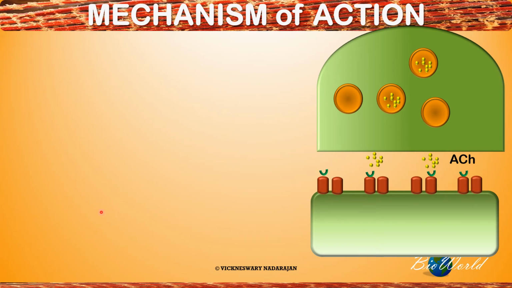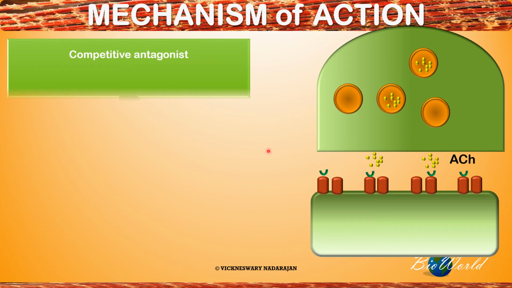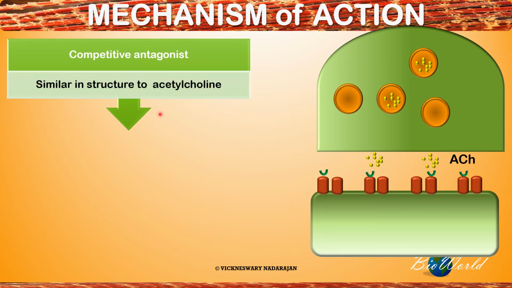Curare also affects the synapse, but curare affects neurons that use acetylcholine as their neurotransmitter. So, the postsynaptic membrane of curare's action is not located on another neuron, but it is that of the muscle. So, curare's action is against a muscle. Curare is known as a competitive antagonist because it is similar in structure to acetylcholine.